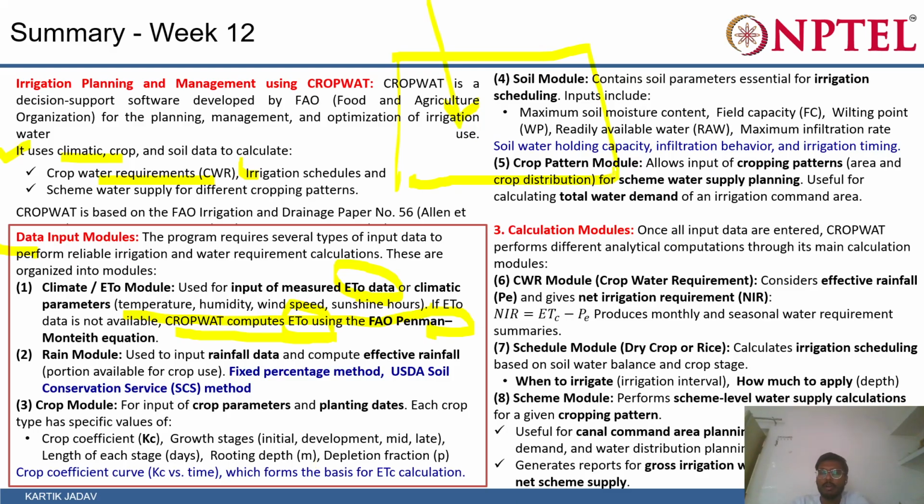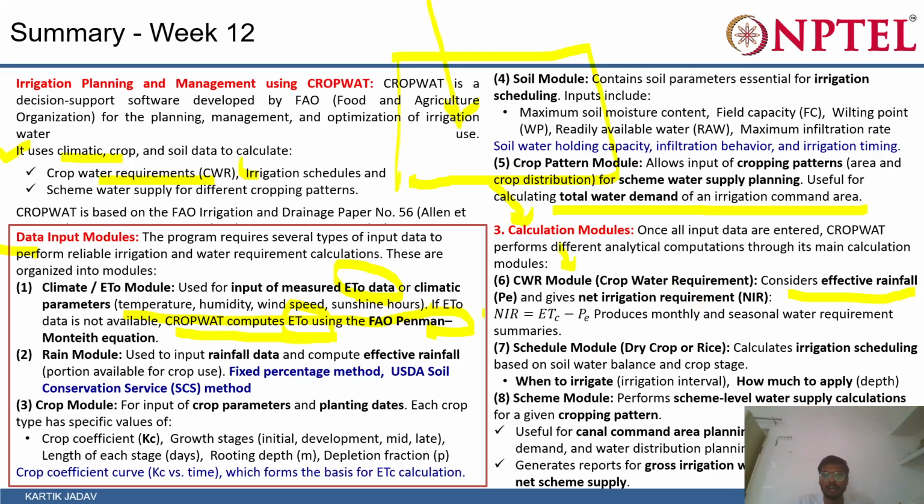Then you have the crop pattern module, which allows input of crop pattern for a scheme water supply planning and is useful for calculating total water demand of an irrigation command area. Finally, your calculation module. By inputting all this detailed information required for calculation, CropWat performs different analytical components in its main calculation module. In that you have a crop water requirement module that considers the effective rainfall and gives the net irrigation requirement.